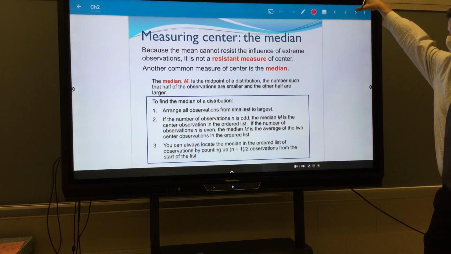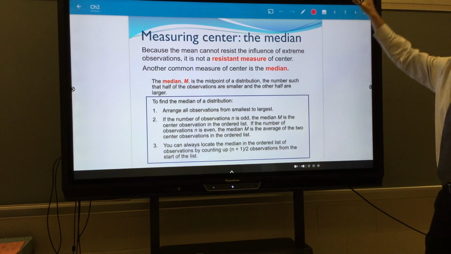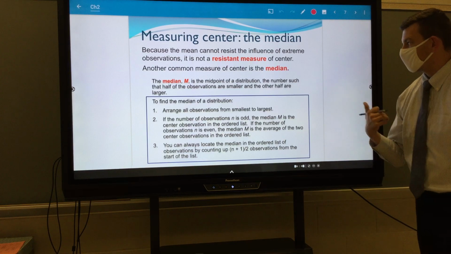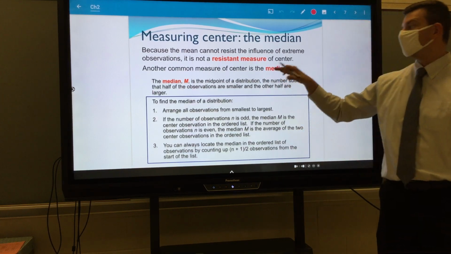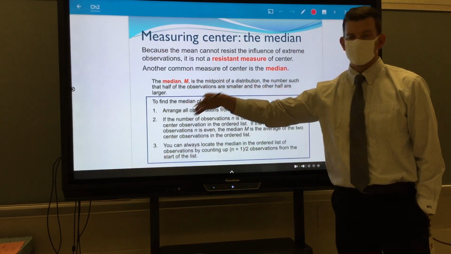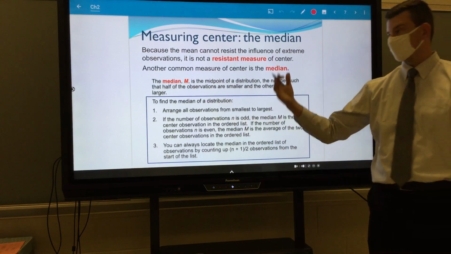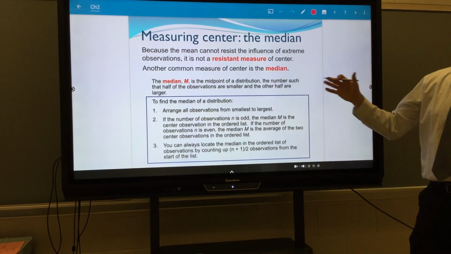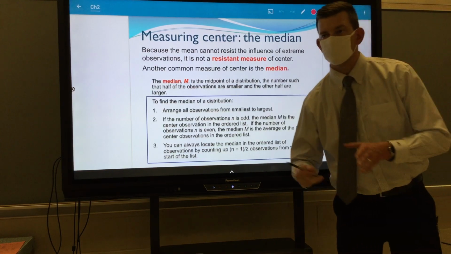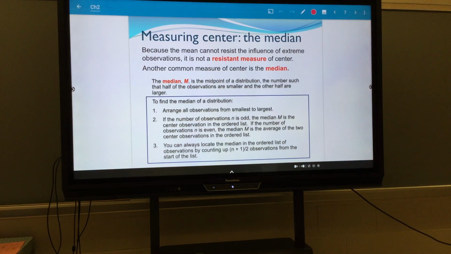Now, with the median, we said that mean cannot resist the influence of extreme observations. That $40 million mansion pulls the mean in that direction. Okay? It's not a resistant measure of center. Median is. Because median is the middle, okay, we represent it with capital M, just like we did midpoint way back in geometry. M is the midpoint of a distribution, the median. Okay? Half of the observations are going to be smaller than the median. Half of the observations are going to be larger than the median.